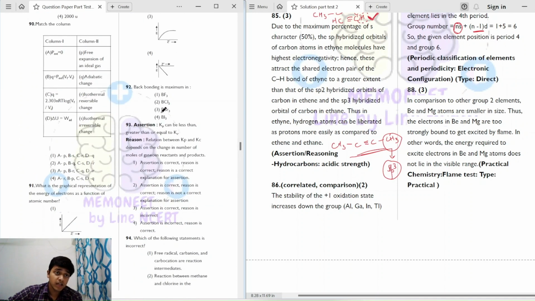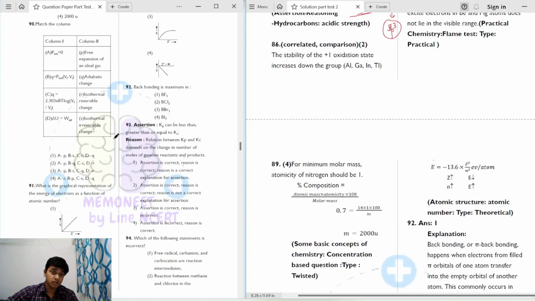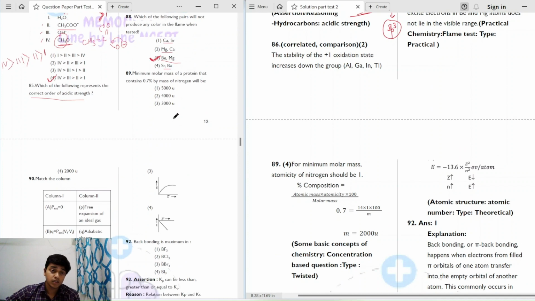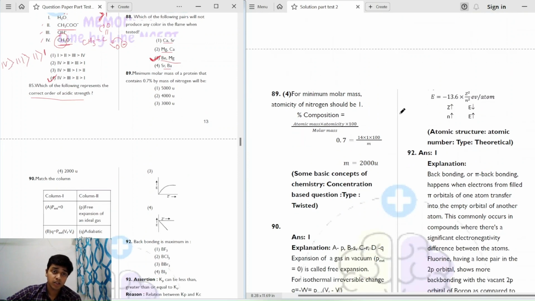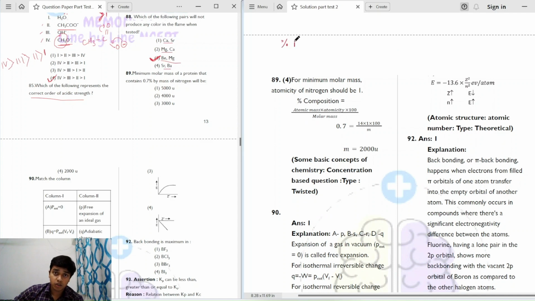In the next question, we have a match the column type of question. Oh, sorry, we missed a question. Question number 89 says, the minimum molar mass of a protein that contains 0.7% by mass of nitrogen will be, right? The percentage composition of nitrogen in the compound will be the mass of nitrogen divided by the mass of the compound, the molar mass of protein, and multiply that by 100.